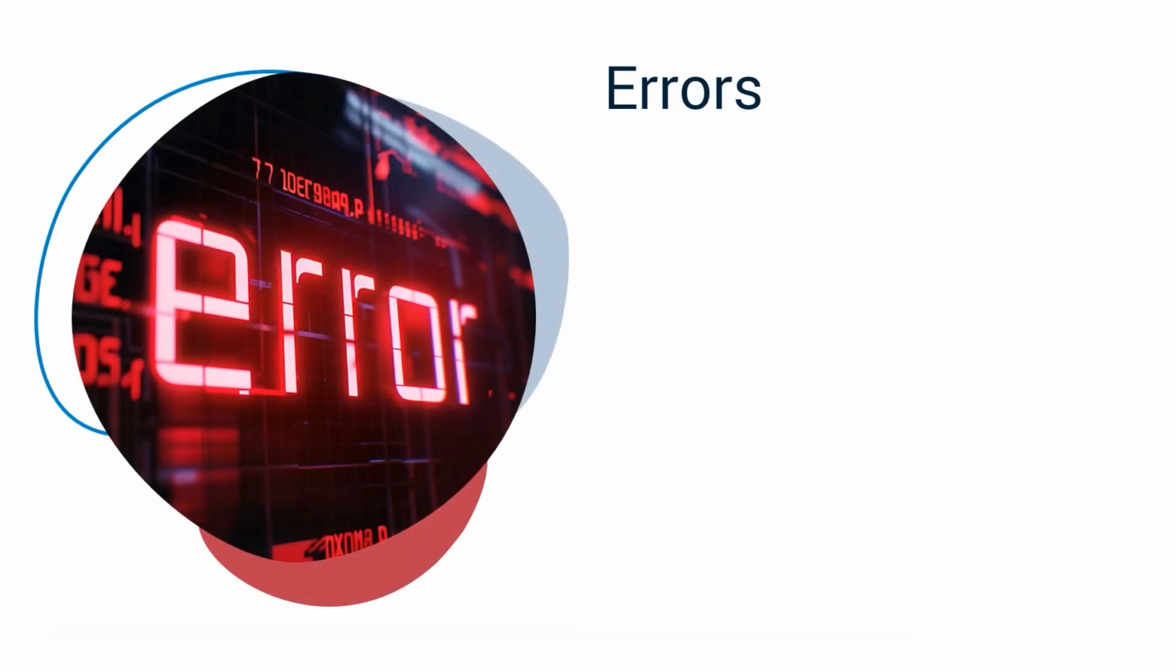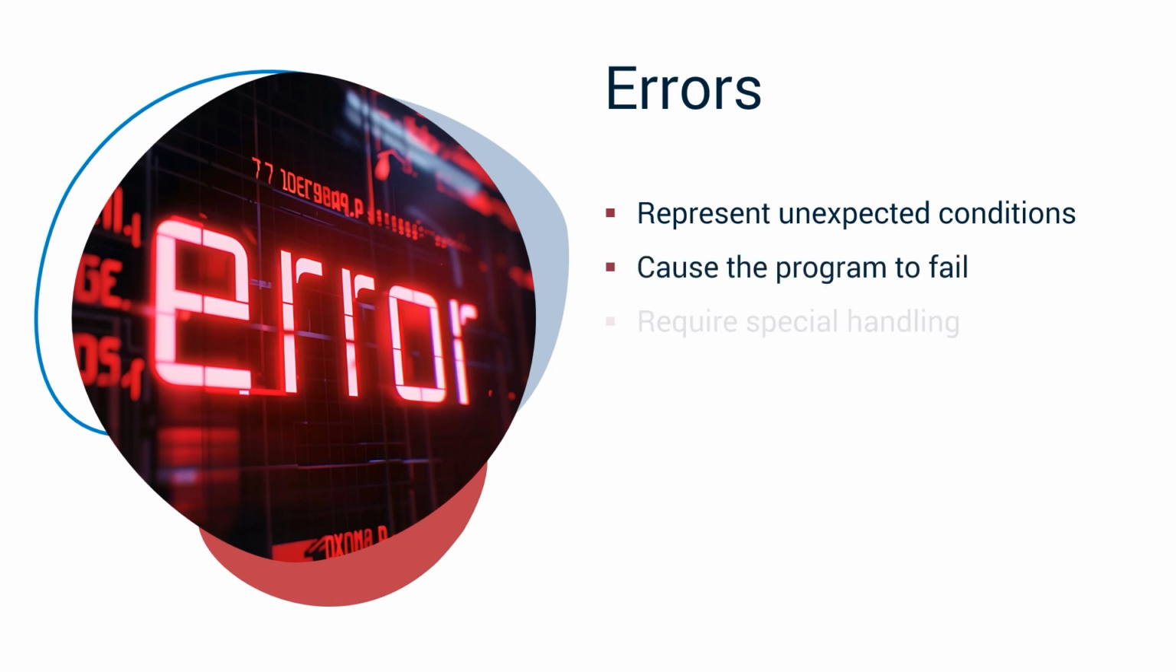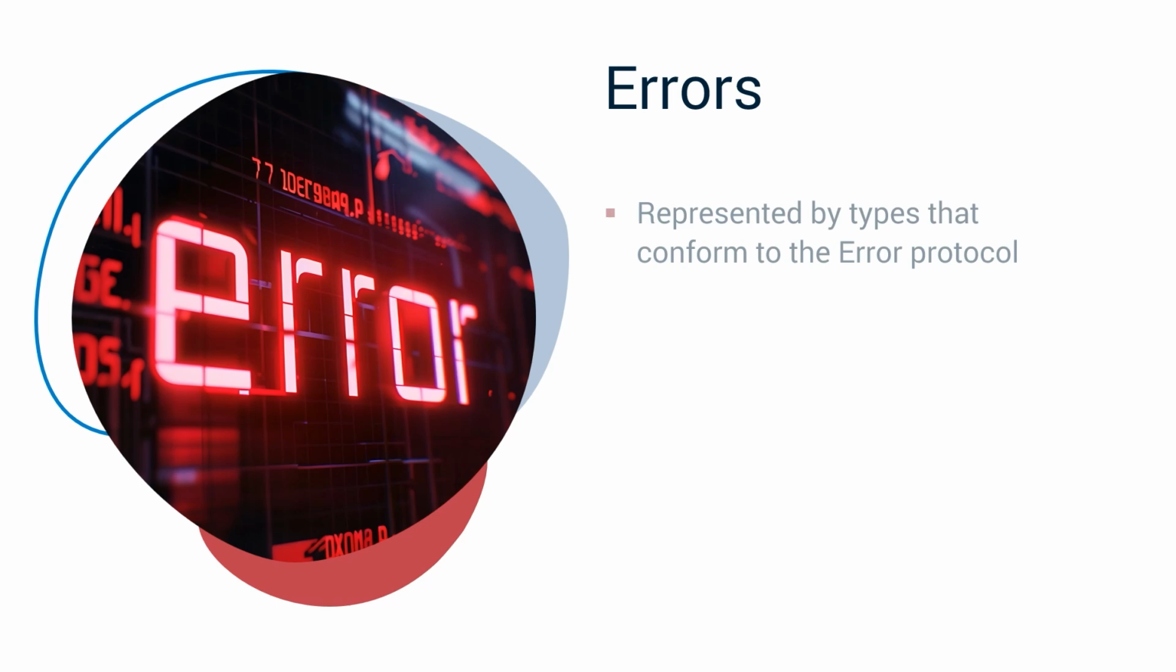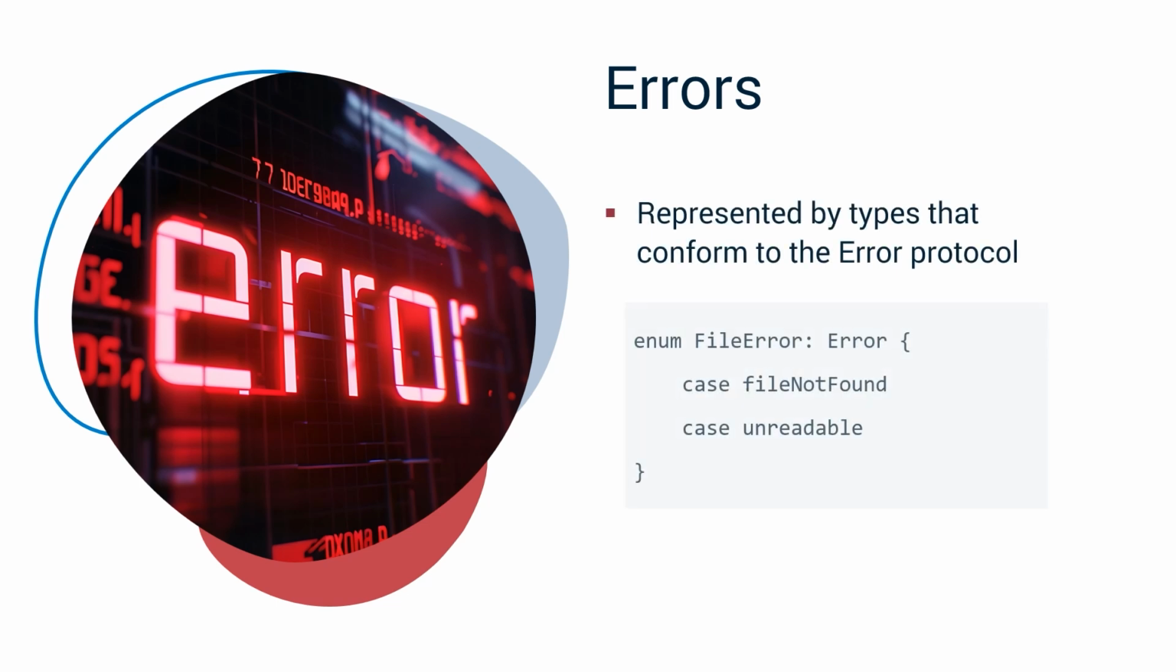Finally, before diving into error handling in Swift, let's understand what errors are. Simply put, errors represent unexpected conditions in your program that may cause it to fail, necessitating special handling. In Swift, errors are represented by types that conform to the error protocol. For instance, in this code snippet, file error is an enum that conforms to the error protocol, defining two possible error cases: file not found and unreadable.